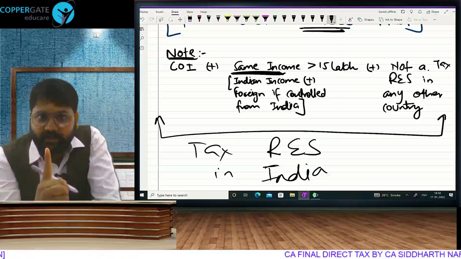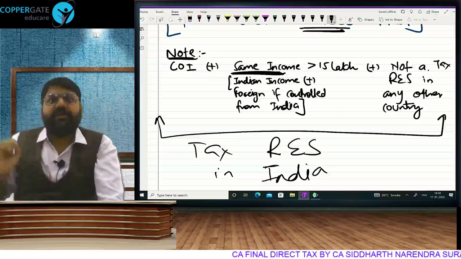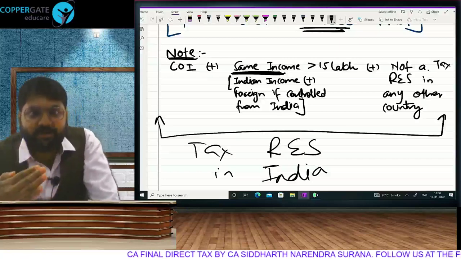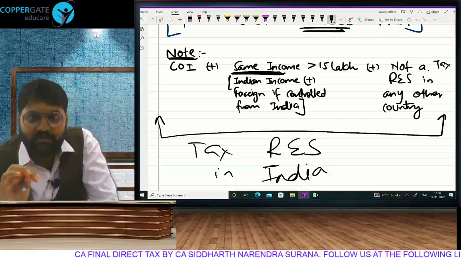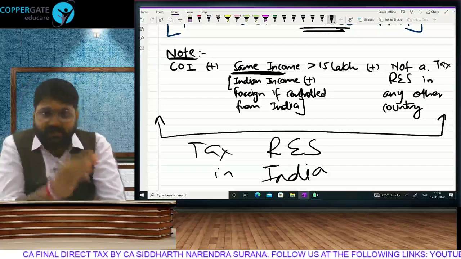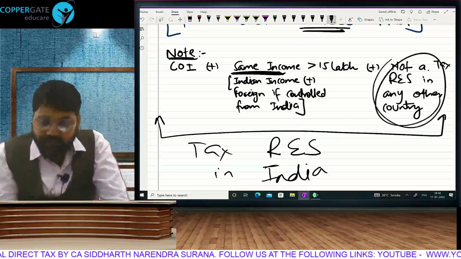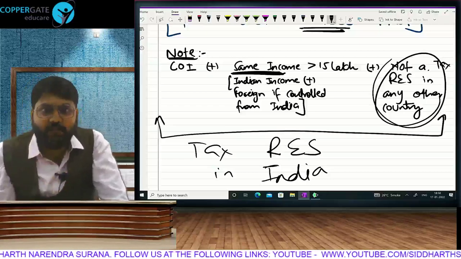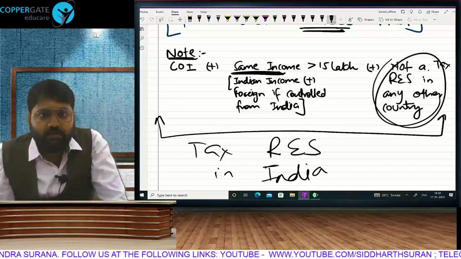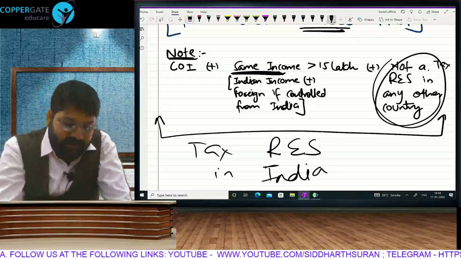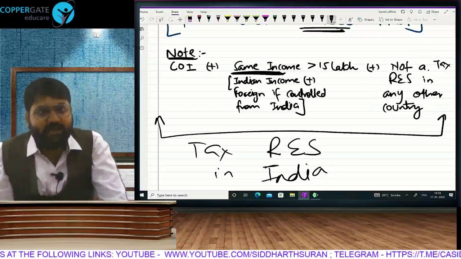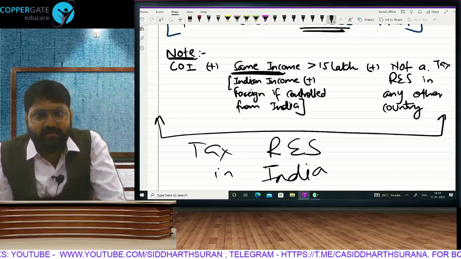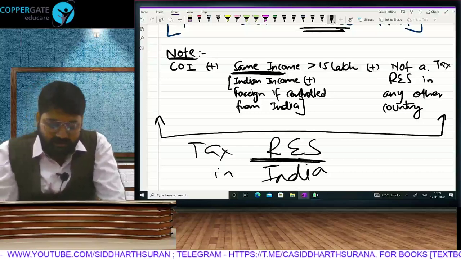In one line, if you are not a resident anywhere else, you will be treated as a resident in India. Imagine what happened because of this. UAE does not levy income tax. Think about it. That means you will never become a tax resident of UAE because there is no income tax in UAE. Will you ever become a tax resident of UAE? No. But if your income exceeds 15 lakh, is it possible that the salary of Indians working in Dubai is more than 15 lakh rupees? And the business is controlled from India? We will treat you as a resident in India.